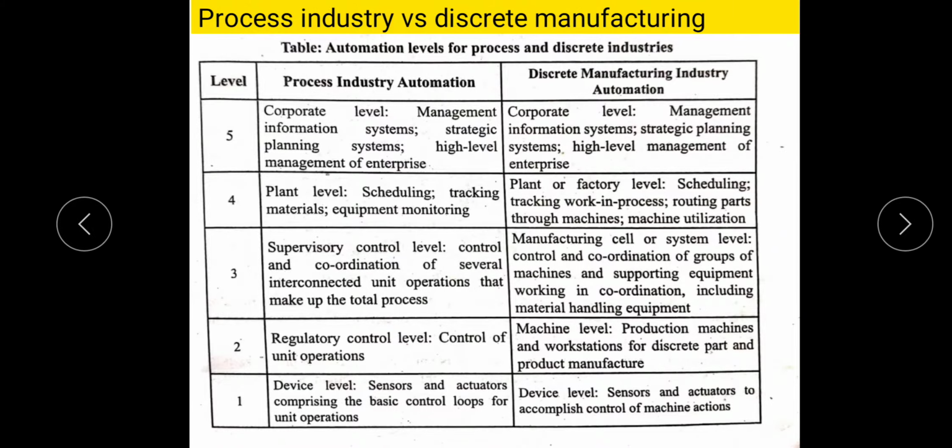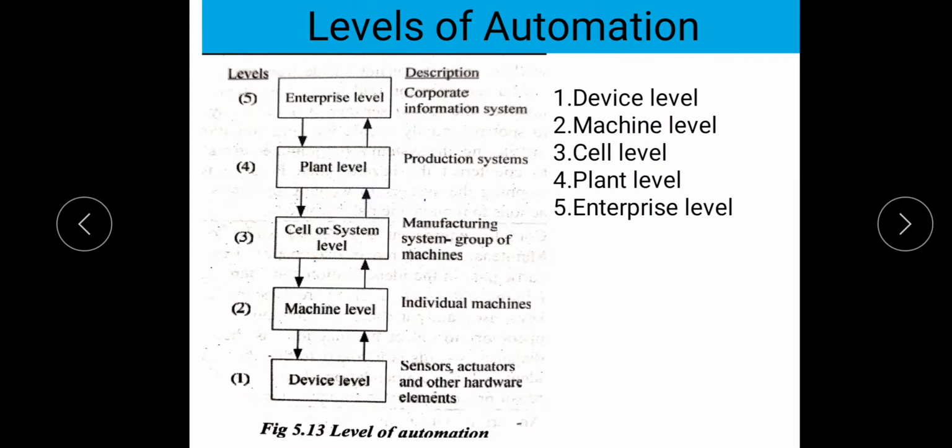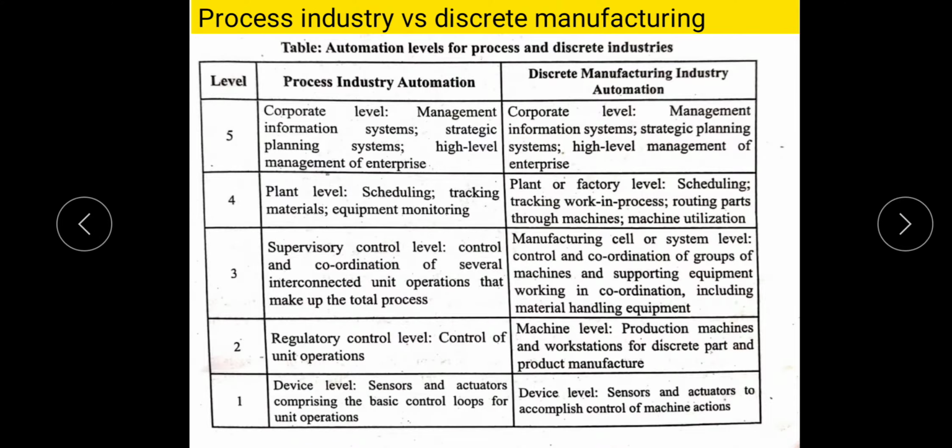Myself Santosh Vijay. In the previous class we discussed the levels of automation. Today we shall discuss process industry versus discrete manufacturing. As we can see in the image, dear students, here we have a table, automation levels for process and discrete industries.